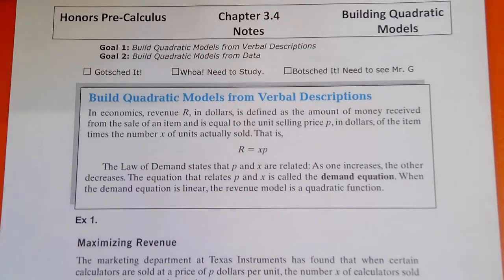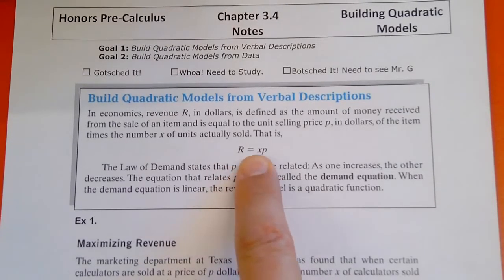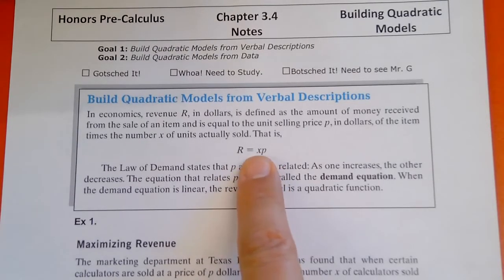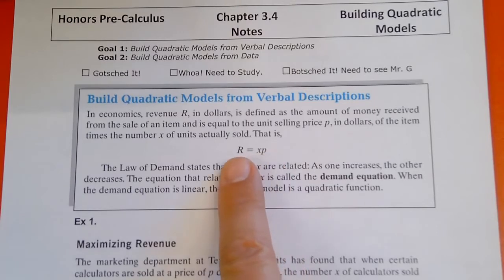It says here in economics, revenue R is in dollars and is defined as the amount of money received from the sale of an item that is equal to the unit selling price P in dollars of an item times the number X units sold. So revenue is equal to X, the items, times price. So that makes sense. If I take 20 items times $100, that's going to give me my total revenue.